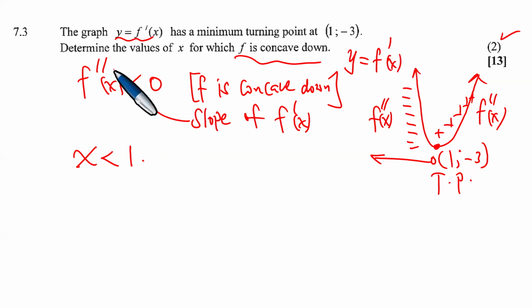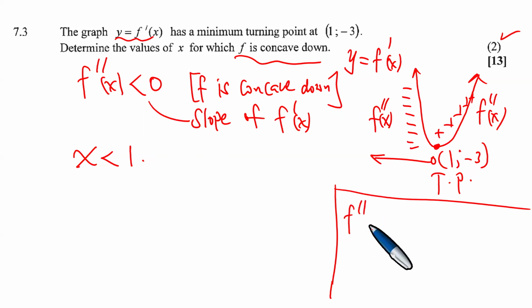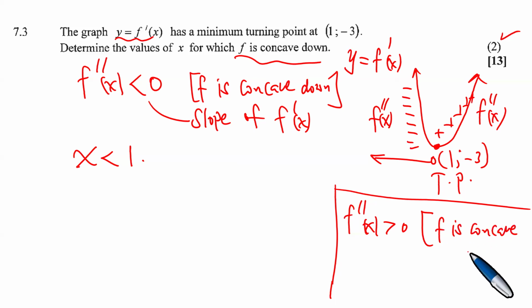Because if you are given the f prime of x graph, and somebody comes and says to you, determine the values of x for which f is concave down, what does concave down mean? Concave down means the second derivative is negative, meaning f double prime of x is negative. Similarly, if f double prime of x is positive, it means f is concave up. Any question on this now?